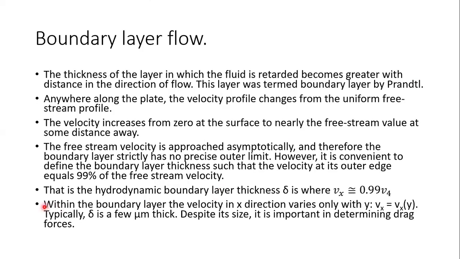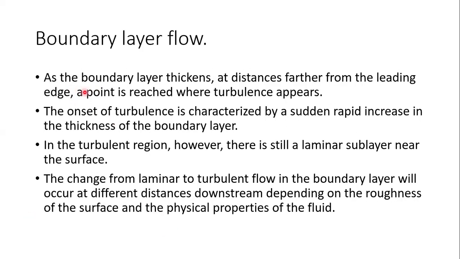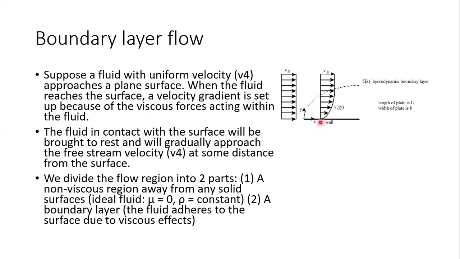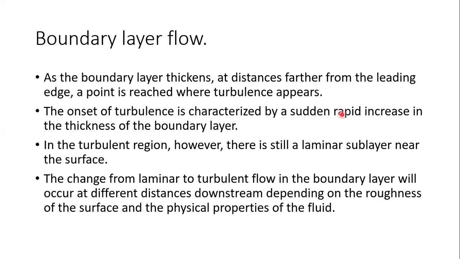Just continue from there. So we are seeing that as the boundary layer thickens, at distances further from the leading edge, a point is reached where turbulence appears. The onset of turbulence is characterized by a sudden rapid increase in the thickness of the boundary layer. So this is what we are seeing. When the fluid is moving, right, this is the boundary layer, I realize that the thickness is going to increase. Initially, it will start as laminar, but it gets to a point where we now start seeing turbulence coming in there.